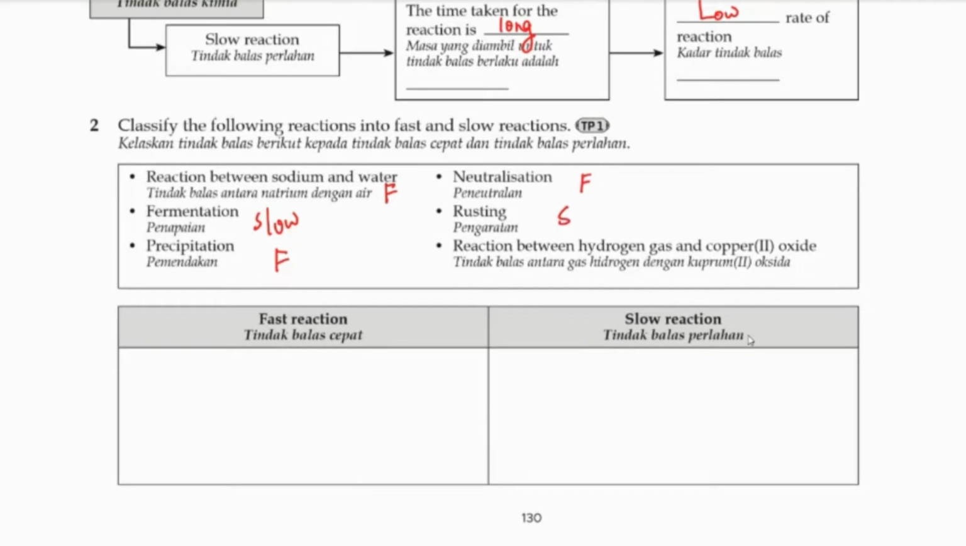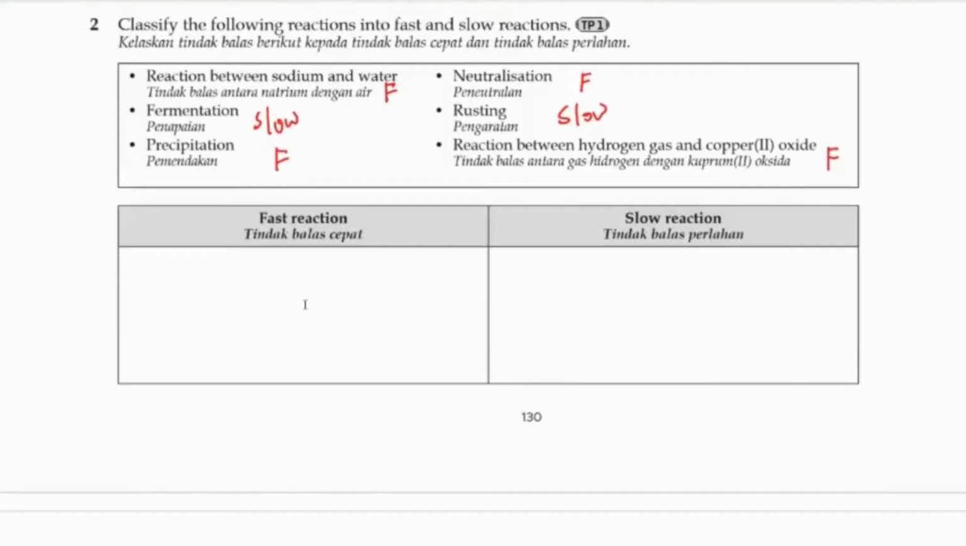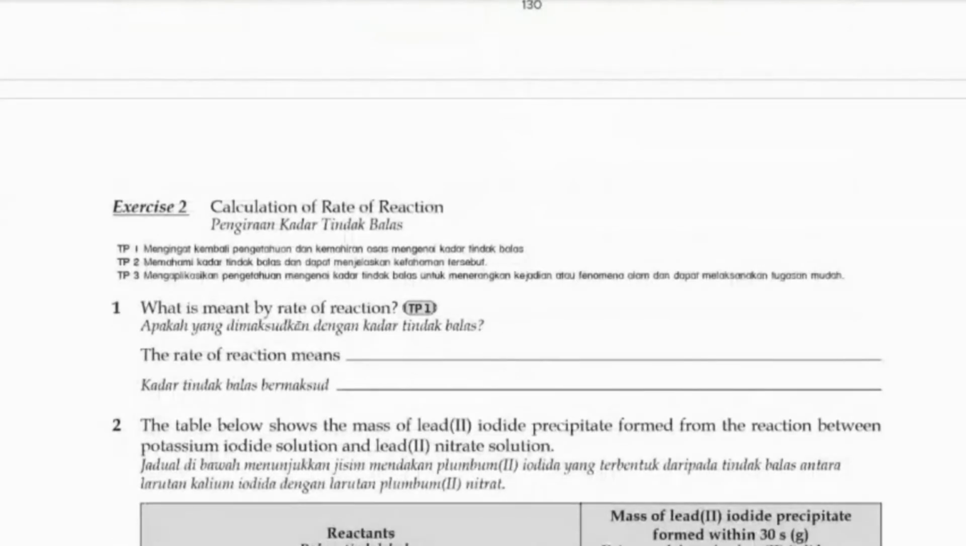Rusting is slow. How about the last one, hydrogen gas with copper(II) oxide? Is it fast or slow? This one is also very fast. Okay or not? So this was the introduction, to let you know what is a fast reaction and what is a slow reaction. Now for the calculation.